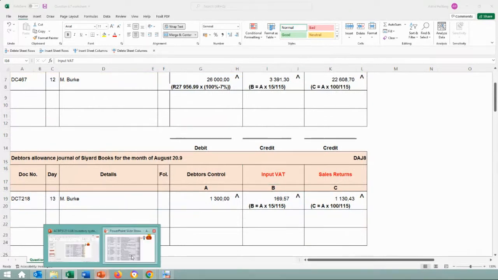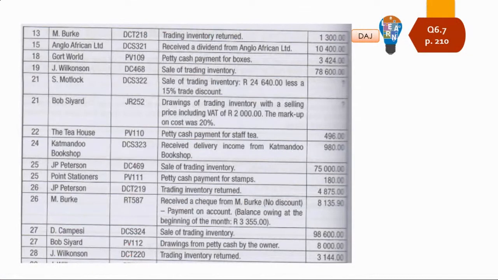So let's go back to our question. Okay, so African Limited received a dividend. We received the dividend from Anglo African Dividend. If we receive a dividend in cash, to which journal will we take it?